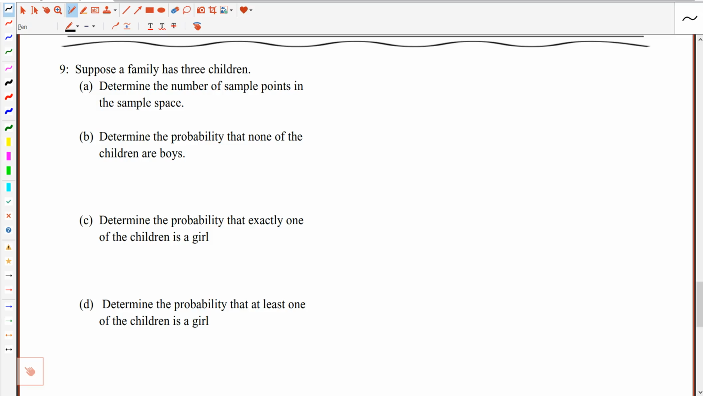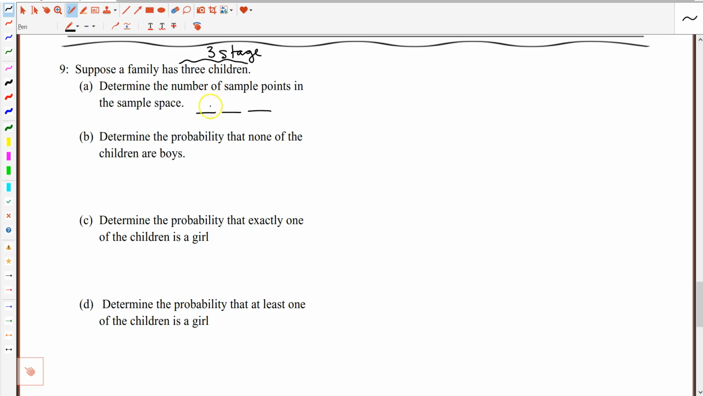So in this initial example, it says, suppose a family has 3 children, and we're going to determine the number of sample points in the sample space. So that's asking how many outcomes there are in the sample space. Since the family has 3 children, that's going to be a 3-stage experiment. So I'm going to put down 3 blanks, where each stage would be the options for the children that they could have at that stage.